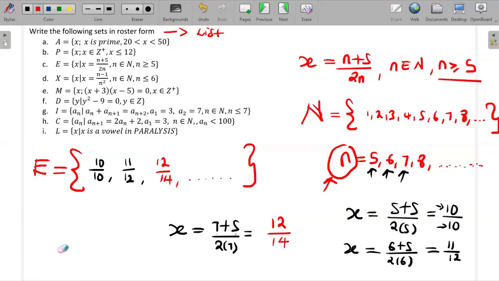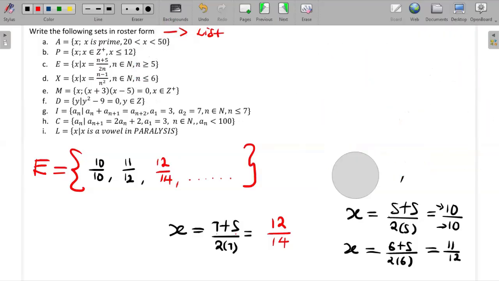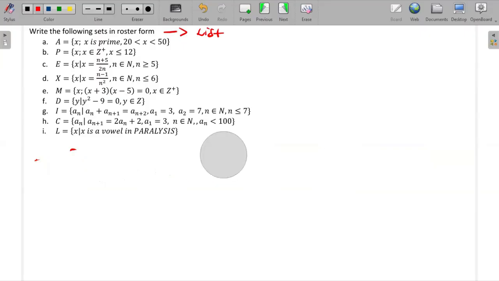Okay, so if there are any questions, please ask before we move to the next one. Okay, so let's do a similar question on part D, because there is also a formula and the values of n that we should use.